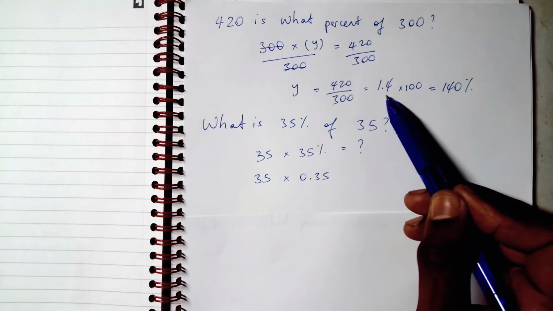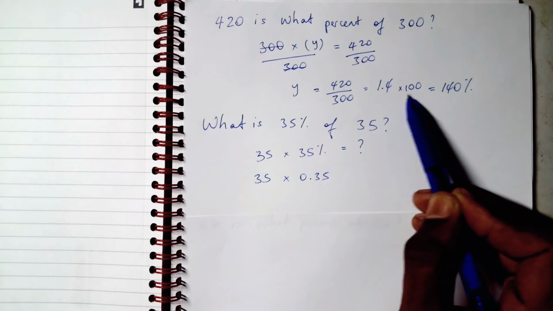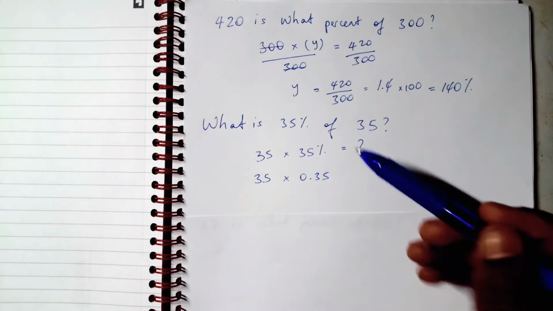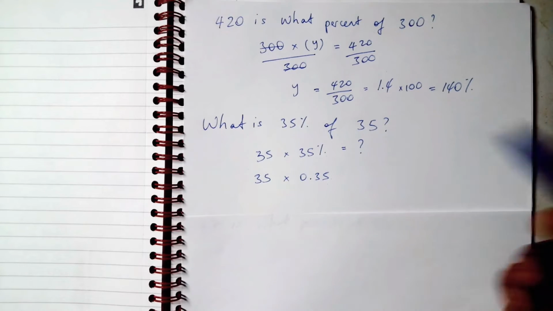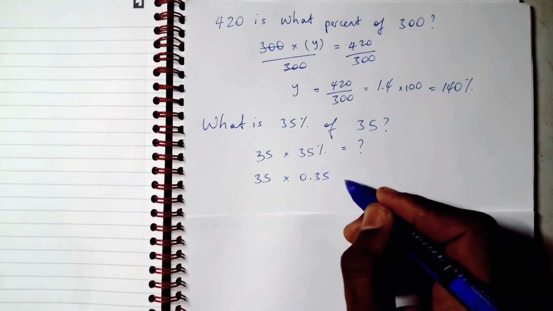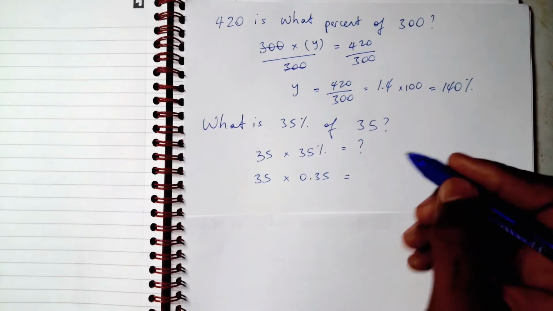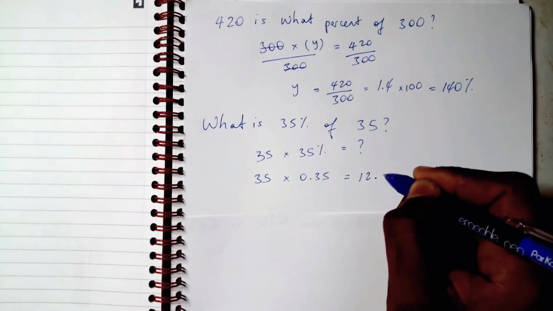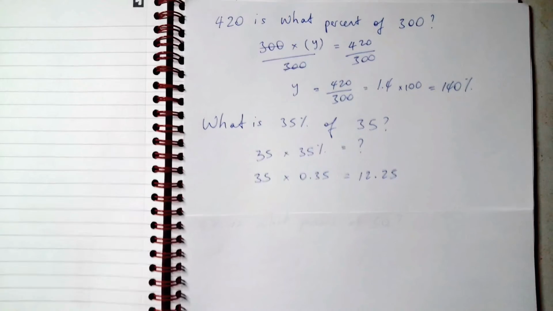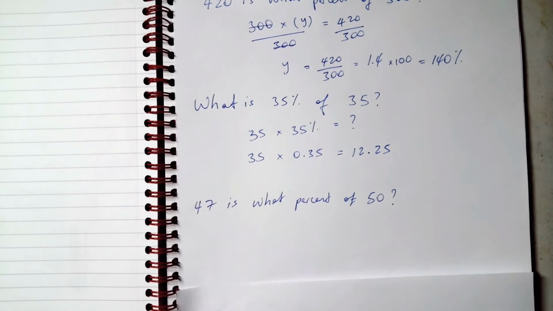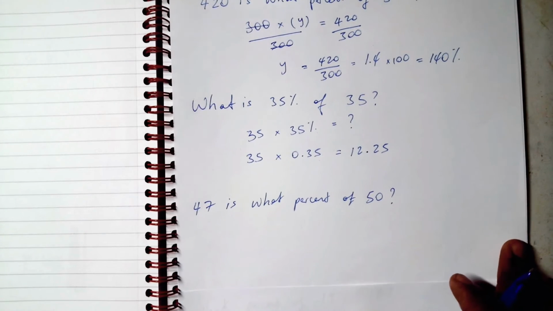To convert from a decimal to a percentage, we multiply by 100. To convert from a percentage to a decimal, we divide by 100. You can put that in your calculator. The result will be 12.25. Alright? Really easy stuff. Now we proceed.